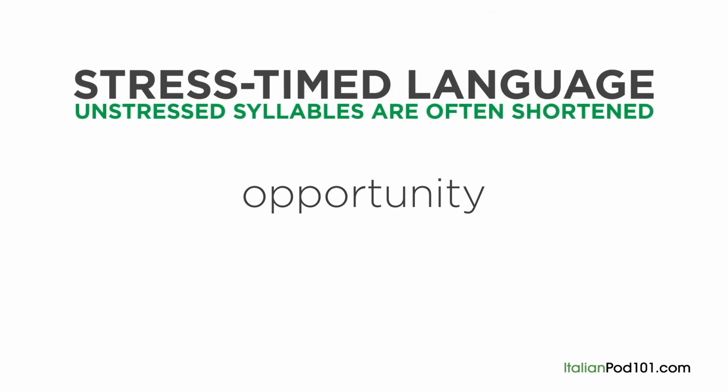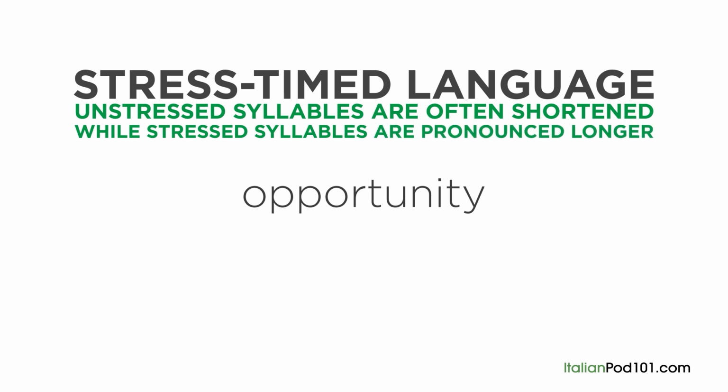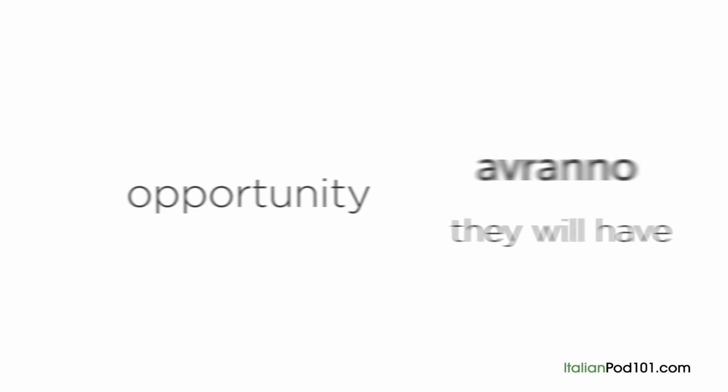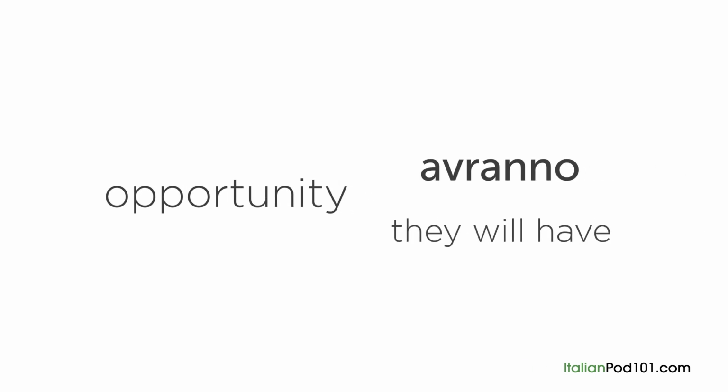Unstressed syllables are often shortened, while stressed syllables are pronounced longer. Opportunity. The stressed syllable "to" in opportunity is pronounced longer than all the other syllables. Listen to it again. Opportunity. Compare this once again to the syllables in Italian.